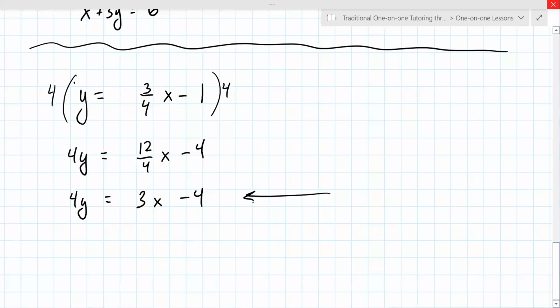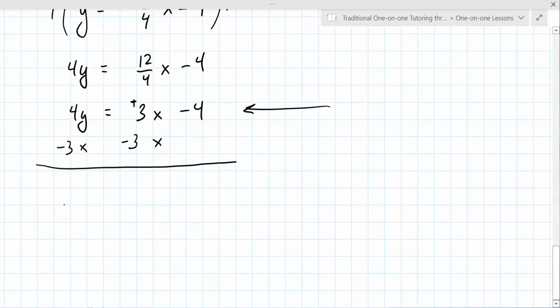Mm-hmm. Okay, so 3x is positive. It's not written, it's implied. So you undo positive with subtraction. You subtract 3x from both sides. Okay, so that leaves you. Go ahead. I get confused.